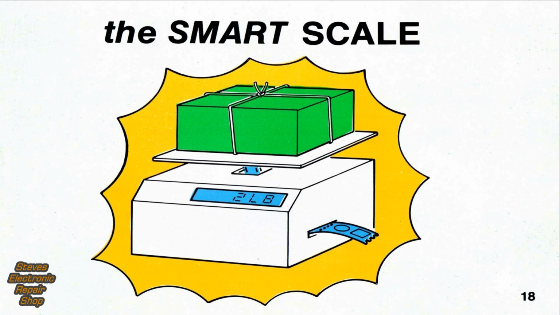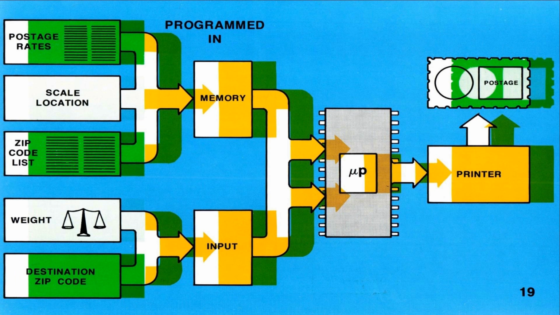A simple application for the microprocessor is something we call the smart scale. It's a scale that weighs packages and computes the postage required to send them to their destination. The scale then prints out the postage mailer tape. The system would look something like this. Constants such as postage rates, the geographic location of the scale, and a zip code list are programmed into memory.